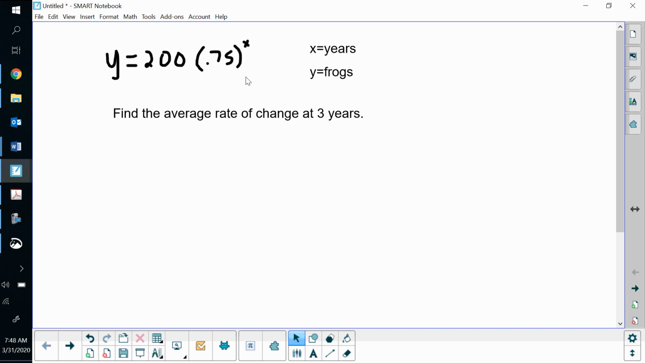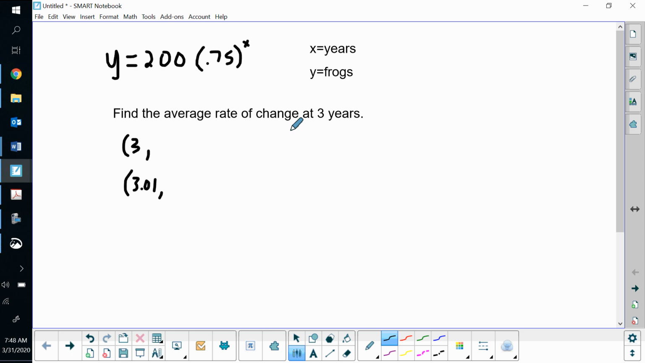Let's say we had this equation where x is years and y is frogs. We would want to find the average rate of change at 3 years. For those, we always use the value we want. So we're going to do 3, and then we do 0.01 later, so 3.01. Next we've got to get the y values. The y values are just coming from subbing into the equation.